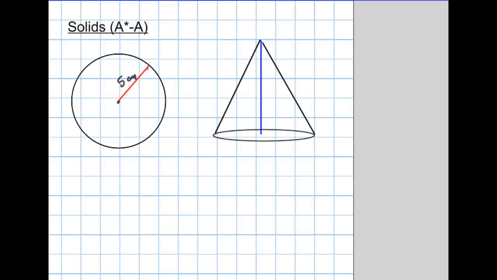Hello there. In this one of my last videos, we're going to look at solids, covering A star and A grade A topics. And without further ado, let's look at a question which involves both a sphere and a cone.